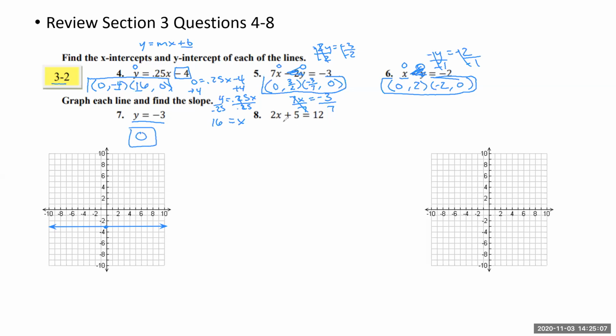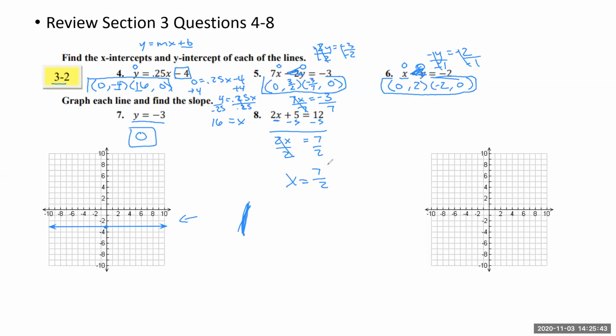Okay, and then coming over here, as you can see, there's only an x variable. So what we're going to do is get all the numbers onto one side and leave the x by itself. So I'm going to subtract 5 first. We're going to come out with 7, and then we have 2x. I'm going to divide by 2 on both sides. And so then we come out with x equals 7/2. So pretty much what this means is that an x is going to be the opposite of a y, right? So it's going to be a straight up and down line at 7/2, because that's where it's going to cross.